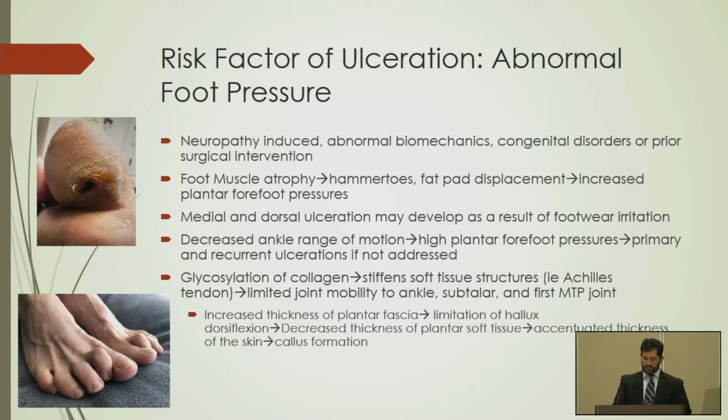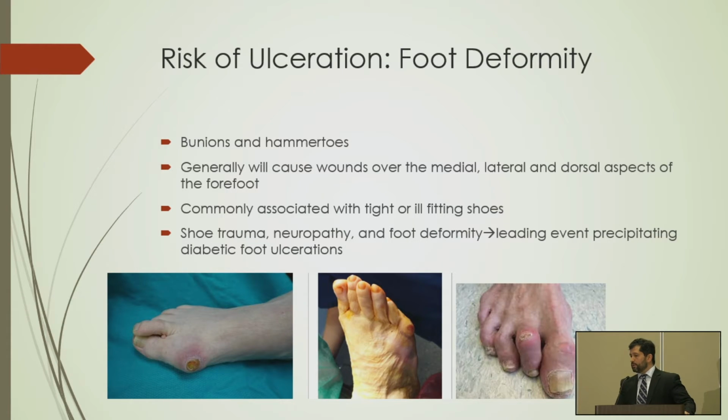Glycosylation of the collagen and soft tissue structures, specifically the Achilles tendon, will limit motion to the ankle, subtalar joint, midfoot, or forefoot, again, increasing pressure, causing ulcer formation. Commonly in our office, we see bunions and hammer toes, but with a diabetic patient, these are usually associated with wounds to these prominent aspects of the foot, commonly from ill-fitting shoes or improper shoe gear. Again, very difficult to treat.